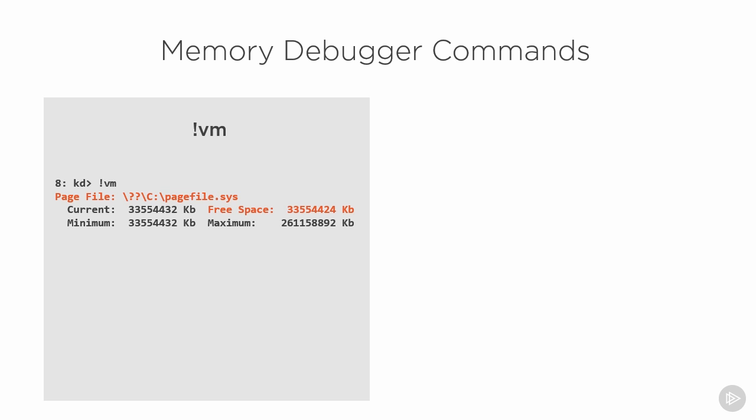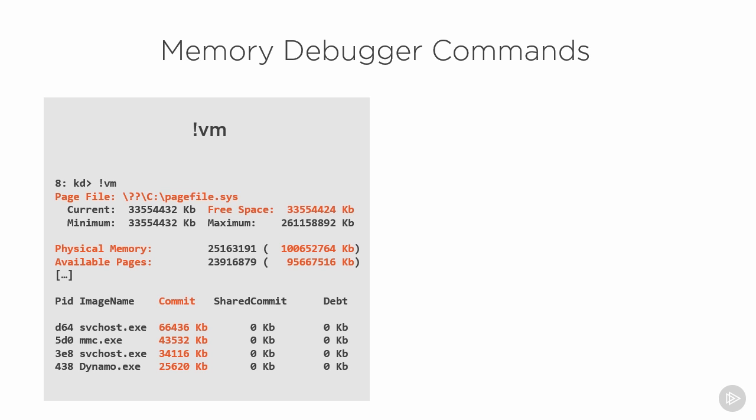Another bit of information that the !vm command shows you is the total amount of physical memory. So in this case, you can see that we've got essentially 96 gig of memory, and the available pages, that's the amount free, is right below that. You can see that most of that 96 gig is free. Finally, it'll show you all the different processes and how much private bytes they are utilizing. You can see in orange there under the commit column the different processes and how much physical memory each of them are using. So the !vm command is a very powerful one to know.